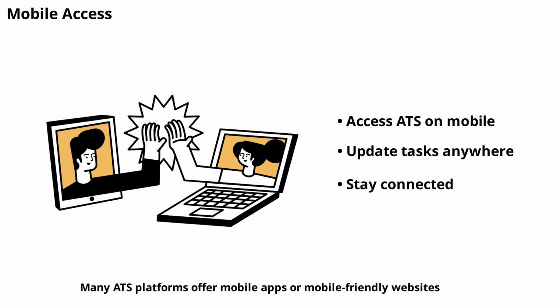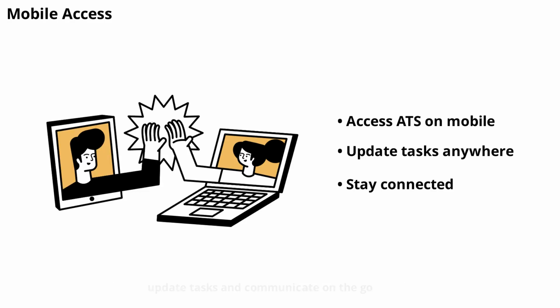Many ATS platforms offer mobile apps or mobile-friendly websites. This allows you and your team to access project information, update tasks, and communicate on the go. Mobile access ensures you can stay connected and productive, even when you're away from your desk. Check if your ATS offers a mobile app and encourage your team to use it for greater flexibility.